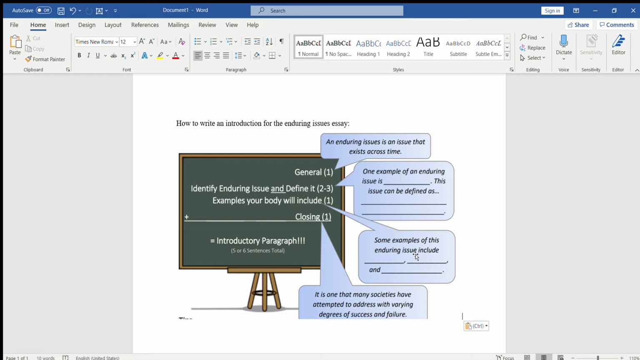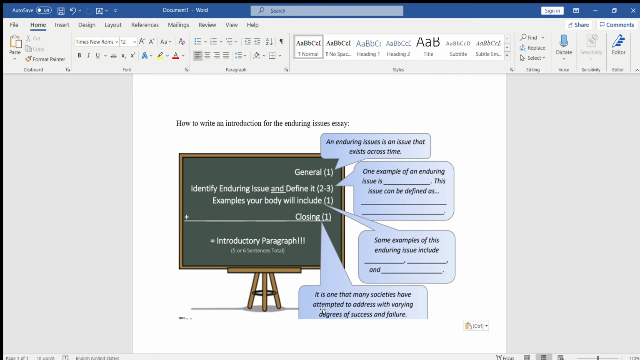And then your last sentence is just kind of a connection to you explaining how people have dealt with the issue or how it has continued throughout history, right? If it was successful and it changed or it got better, or if whatever happened continued happening and eventually was a failure. So that's what this part right here is, your closing sentence. It is one that many societies have attempted to address with varying degrees of success and failure. So that depends on what you're going to be discussing in your body paragraphs.